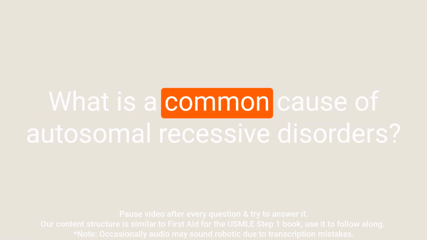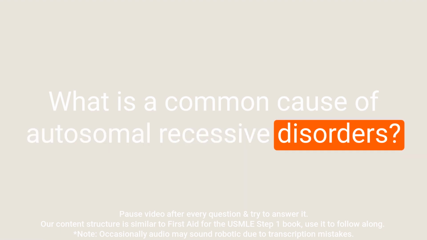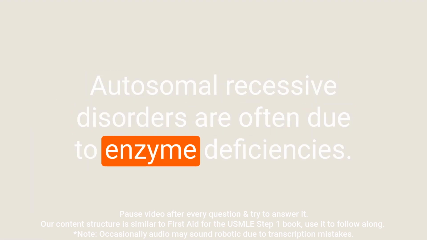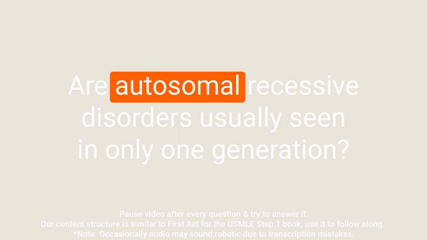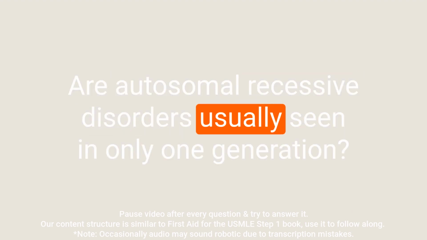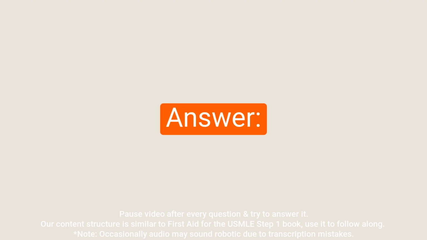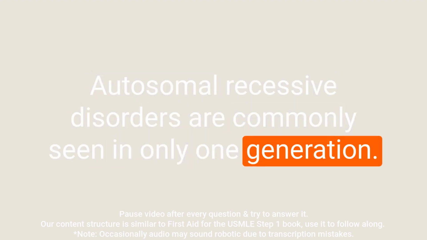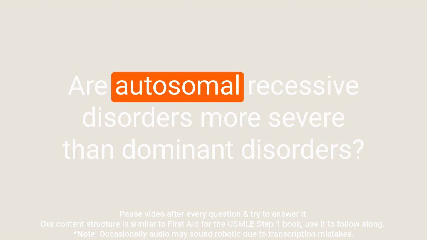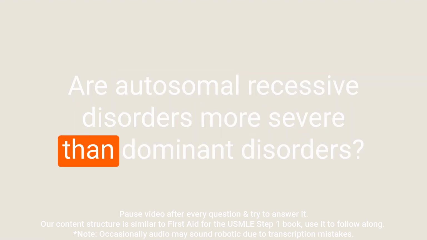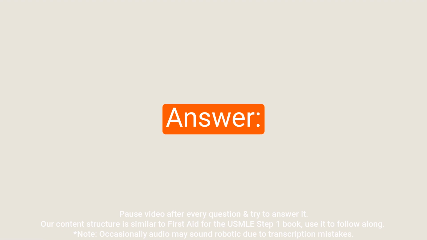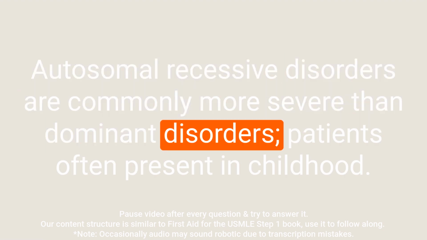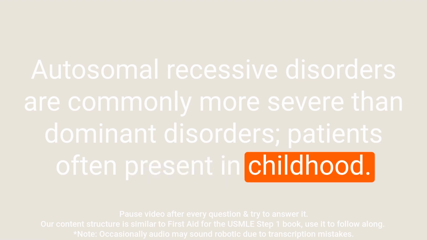Question: What is a common cause of autosomal recessive disorders? Answer: Autosomal recessive disorders are often due to enzyme deficiencies. Question: Are autosomal recessive disorders usually seen in only one generation? Answer: Autosomal recessive disorders are commonly seen in only one generation. Question: Are autosomal recessive disorders more severe than dominant disorders? Answer: Autosomal recessive disorders are commonly more severe than dominant disorders. Patients often present in childhood.